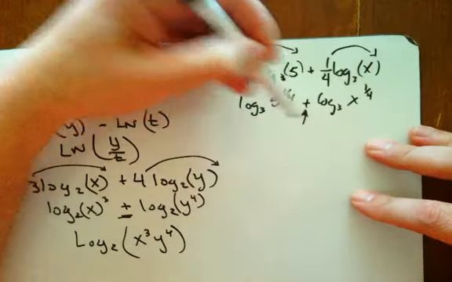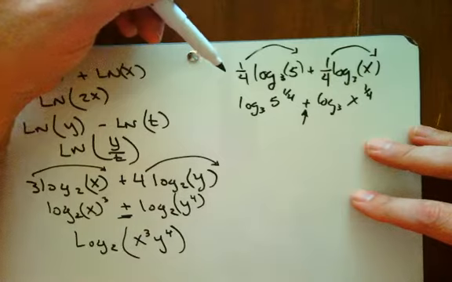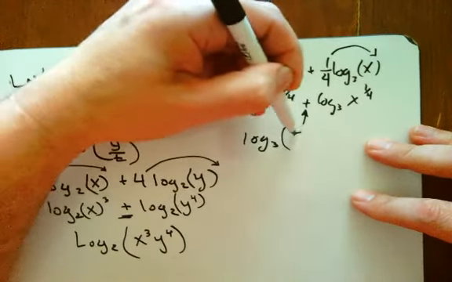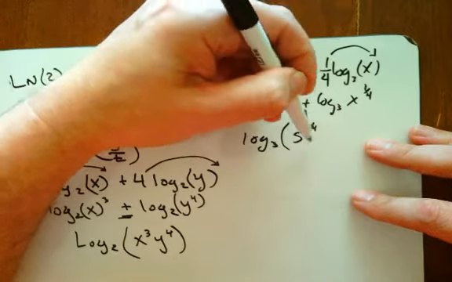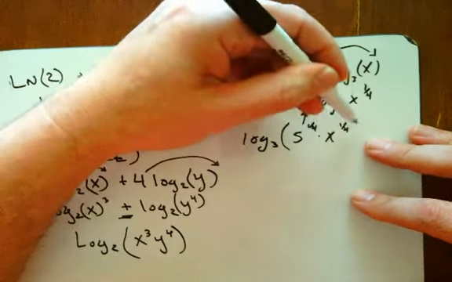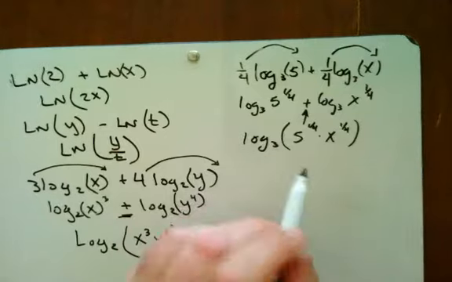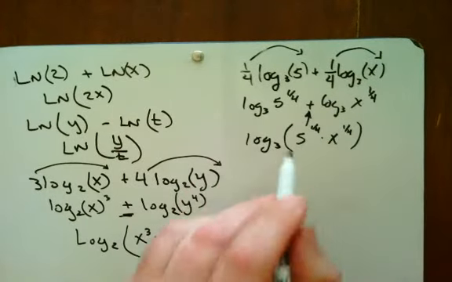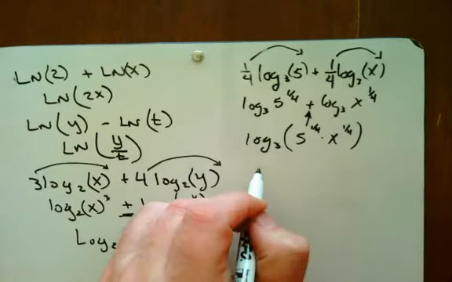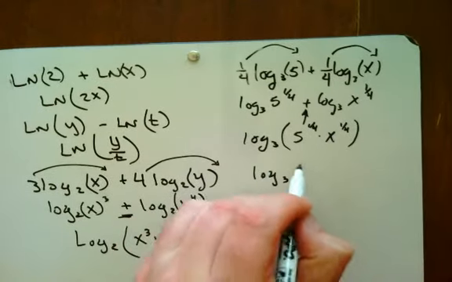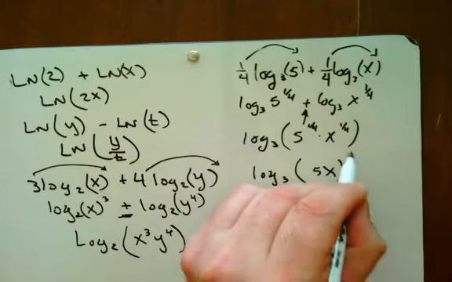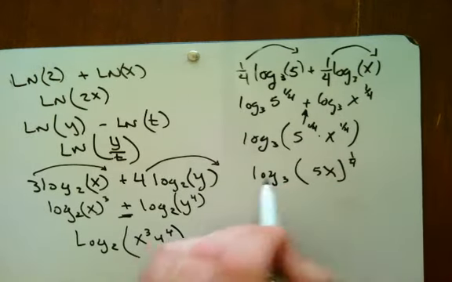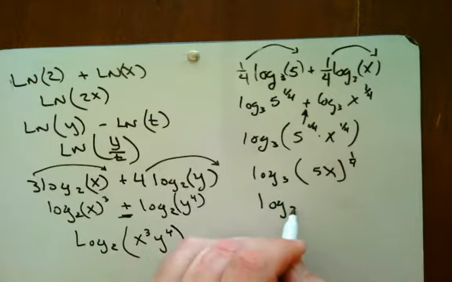1. Okay, so power rule in reverse first. Remember, when we're expanding, we do the power rule last, but when we're condensing, we do the power rule first. So I've got log base 3 of 5 to the 1/4 plus log base 3 of x to the 1/4. Now, because of this, I can use the product property in reverse and get log base 3 of 5 to the 1/4 times x to the 1/4.